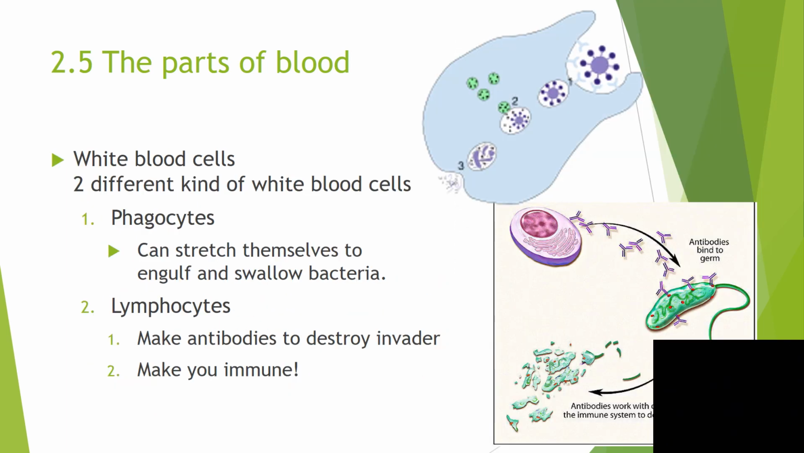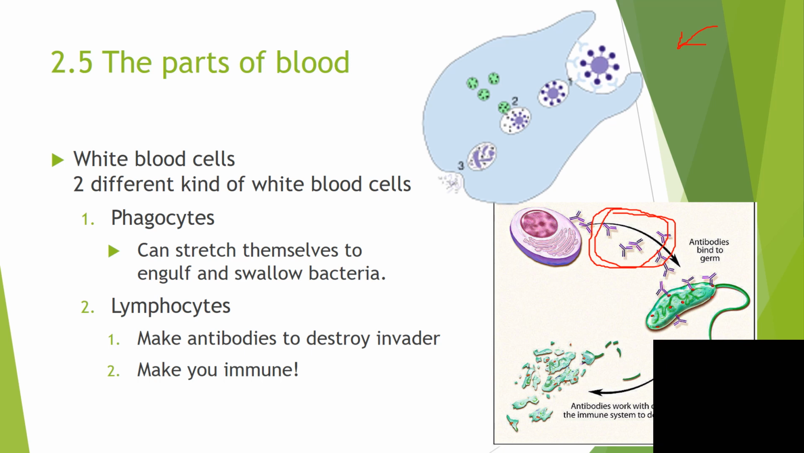Now, white blood cells have a totally different job. Their job is to defend you against disease. So they will do this in two different ways. Either they will do that as phagocytes. Now, phagocytes can stretch themselves and swallow up bacteria, like you see in this picture over here. Or they can make antibodies, and then they're called lymphocytes. And the antibodies, well, think of them as weapons. Here you can see those antibodies.